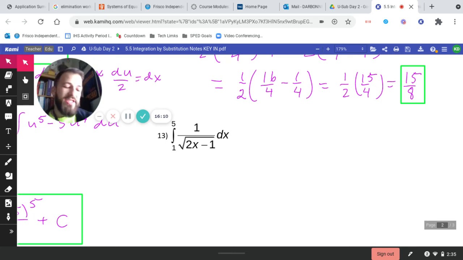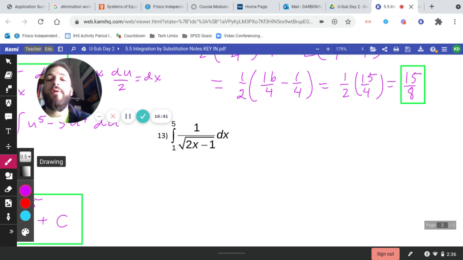Okay, so 13. We are finding the integral from 1 to 5 of 1 over the square root of 2x minus 1. So this one doesn't necessarily look at first glance like a U substitution because you're like, well, there's no other x term to start on. There's just the 2x minus 1. Well, the derivative of 2x minus 1 would just be 2, so I don't need any x to cancel out because I don't have any other x in there. But I still have a piece that's trapped. 2x minus 1 is trapped inside my square root, so I still have to do U substitution.